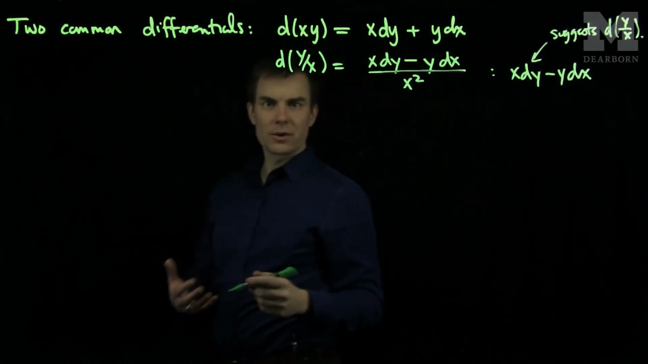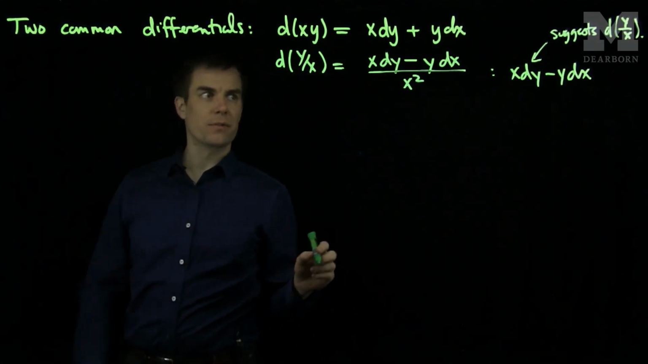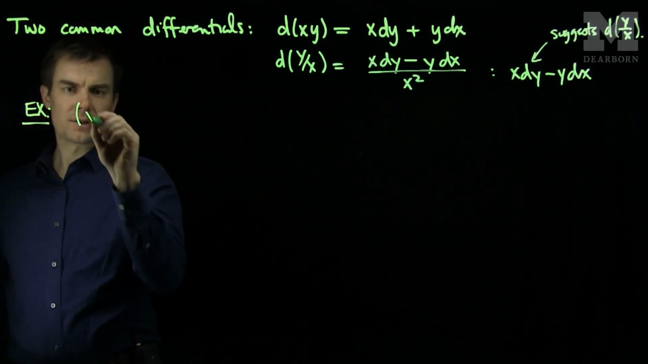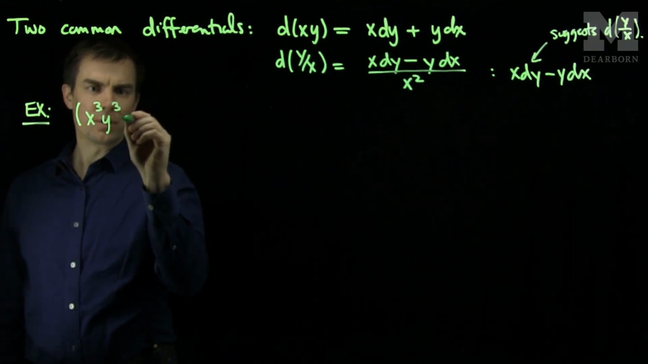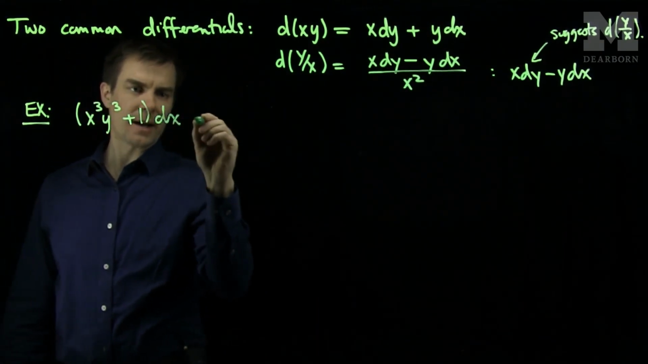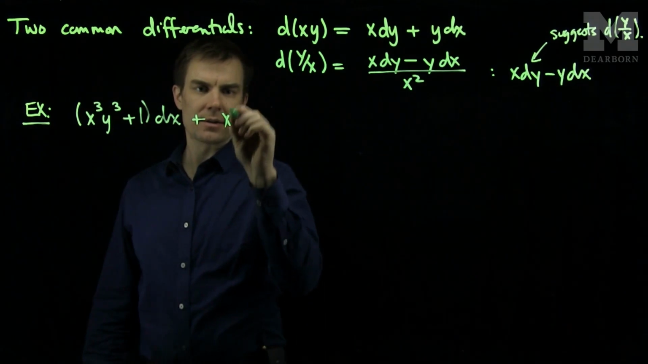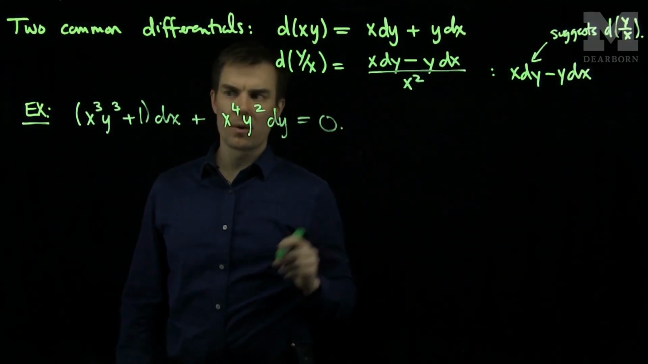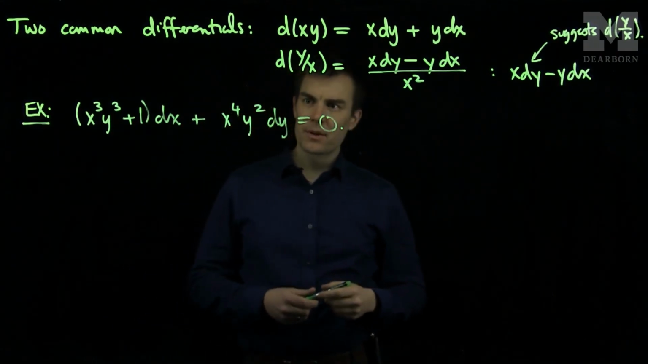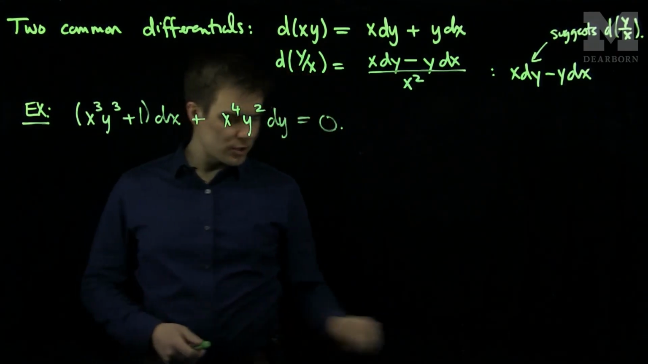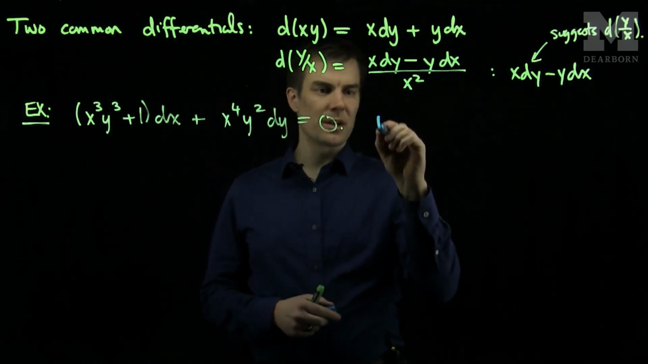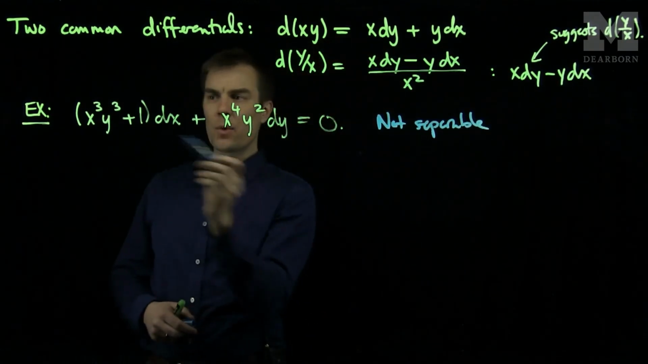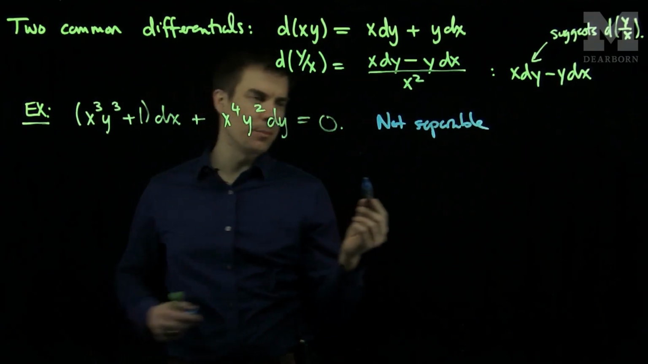So let's see how these differentials in conjunction with the substitution can help us solve a differential equation. Let's consider the following example: x cubed times (y cubed plus 1) dx plus x to the fourth y squared dy equals 0. Now at this point we'll examine the differential equation. We see it is not separable. There's no easy way to get all the x's and the y's decoupled.